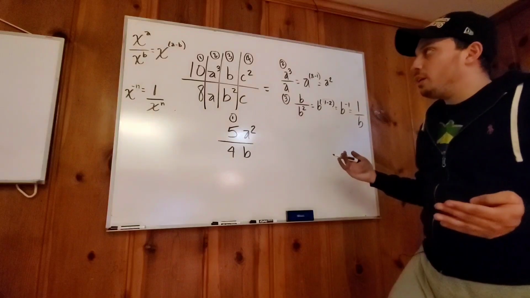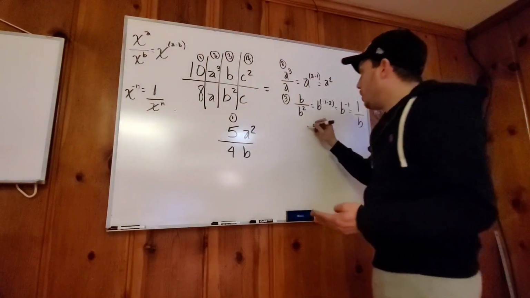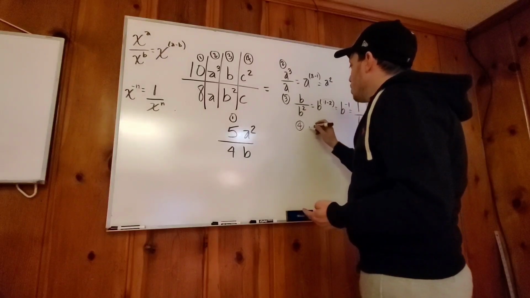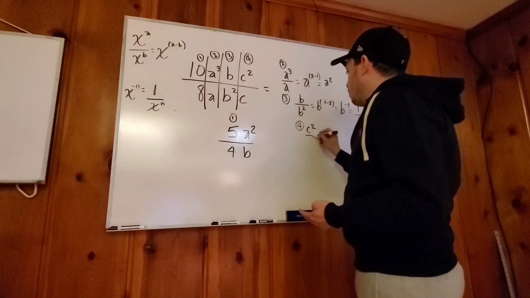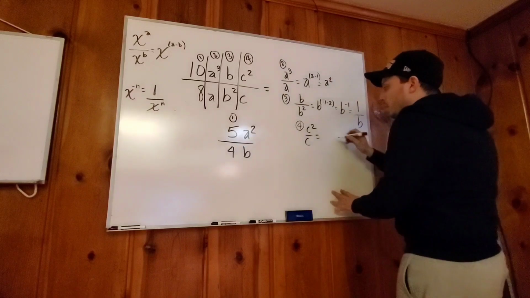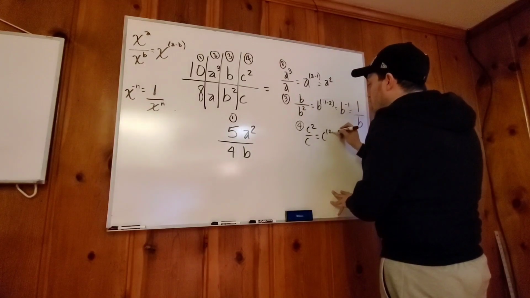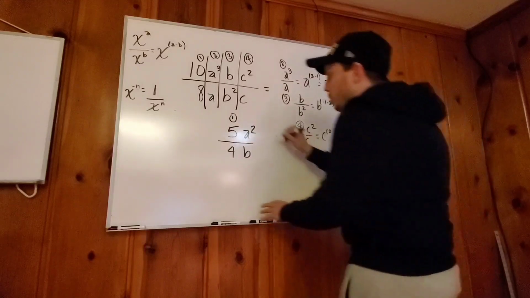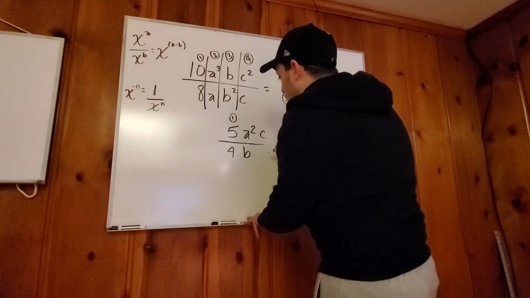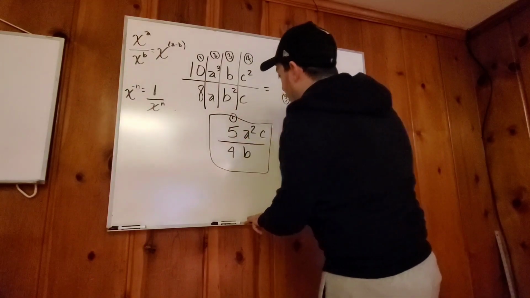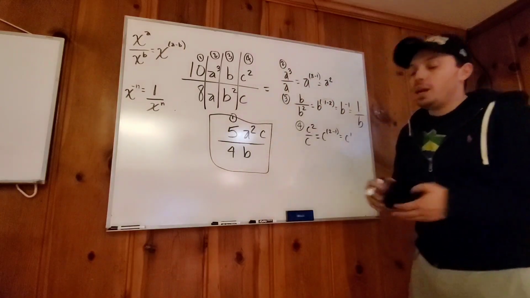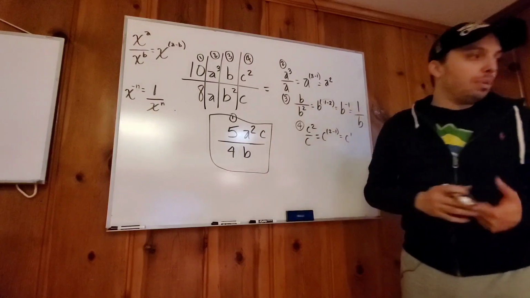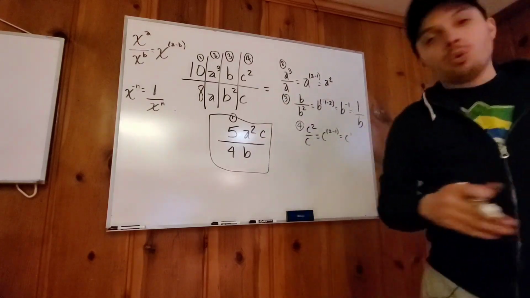And then finally, I'm going to do the fourth one right here. I'm going to do it a little bit here so that I can fit my answer there. So it's going to be c squared over c, which is the same thing as c to the 2 minus 1, which is the same thing as c to the 1, which is just a c on top. And that would be our answer. Our answer for example 4 is 5a squared c over 4b. And that would be it for example 4.